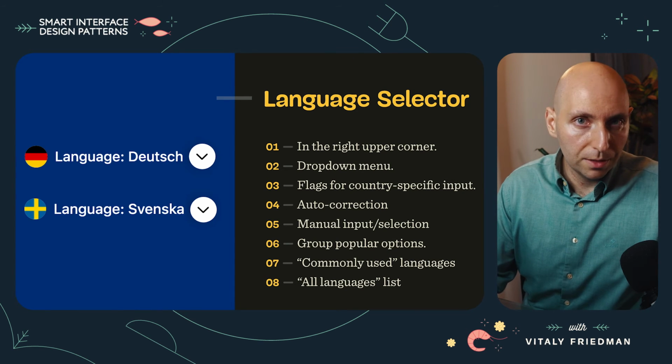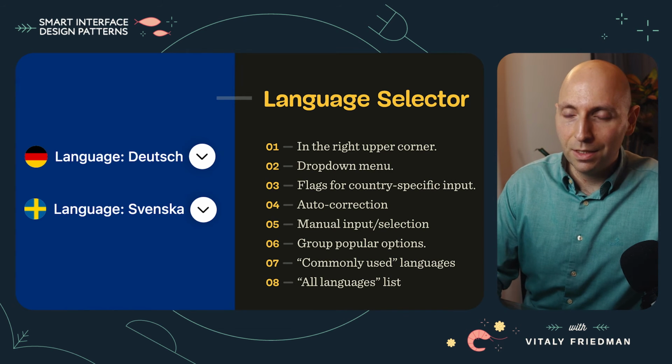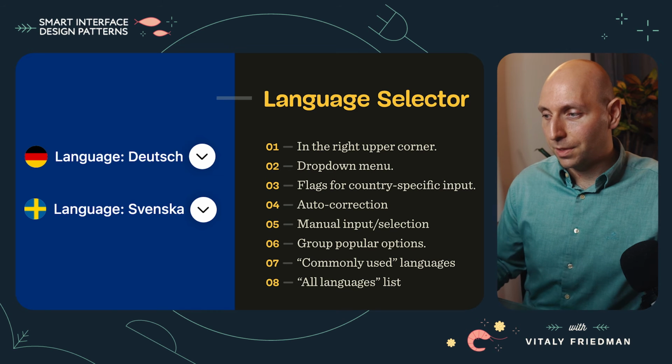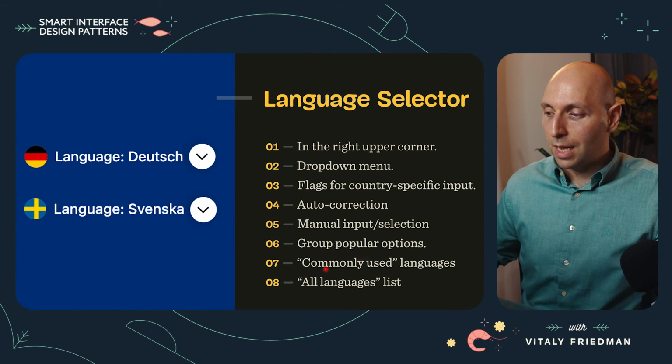It's more of a political decision, right? Do we then nudge them towards one of the countries that is accepted? Or do we accept their input? That's again something that you need to discuss with your team, right? But we probably want to group some popular options and surface them all the way on the top, right? And we probably want to have commonly used languages or commonly used options on the top as well, along with all languages, right?